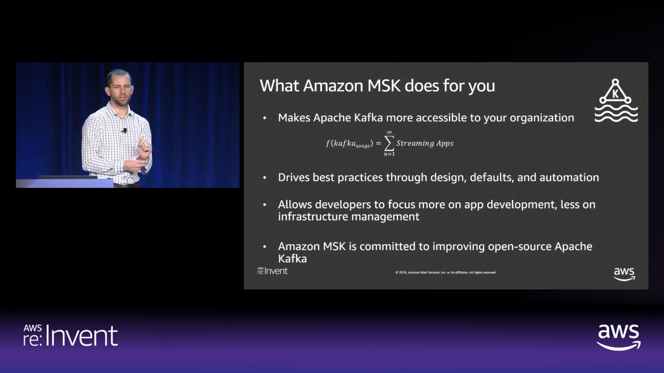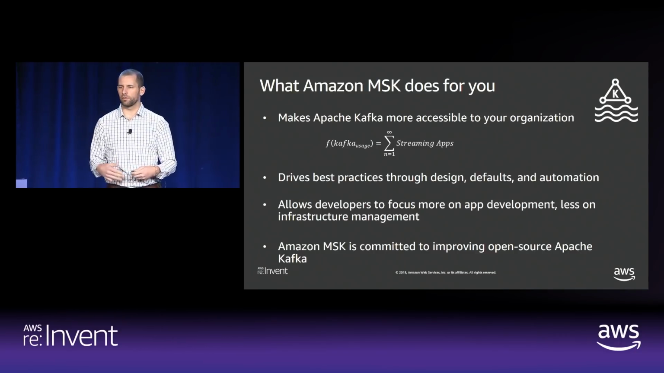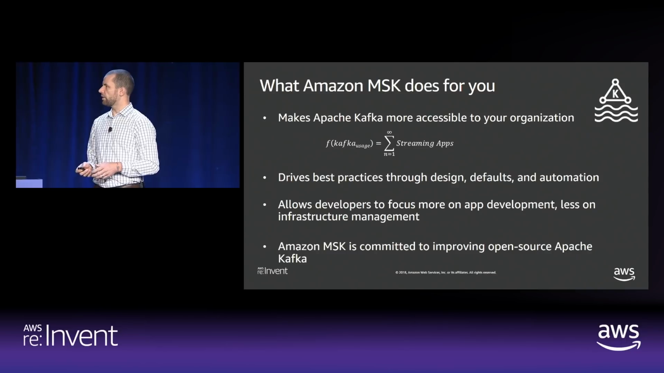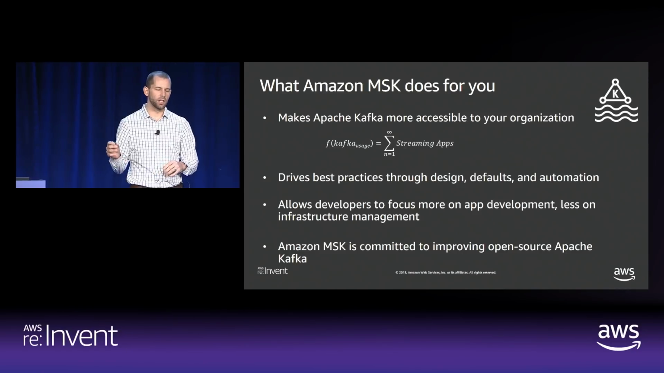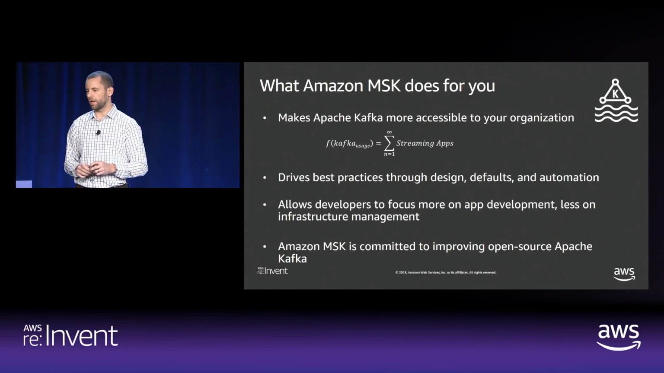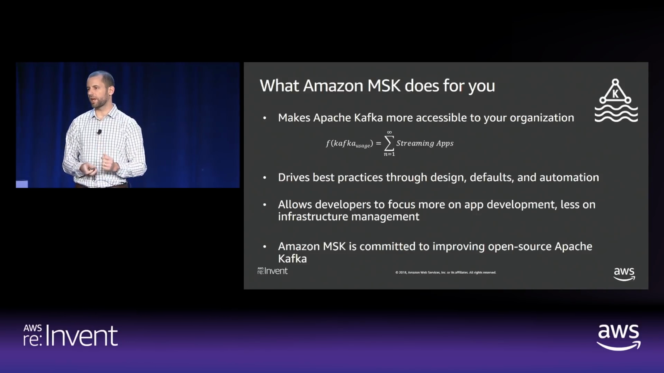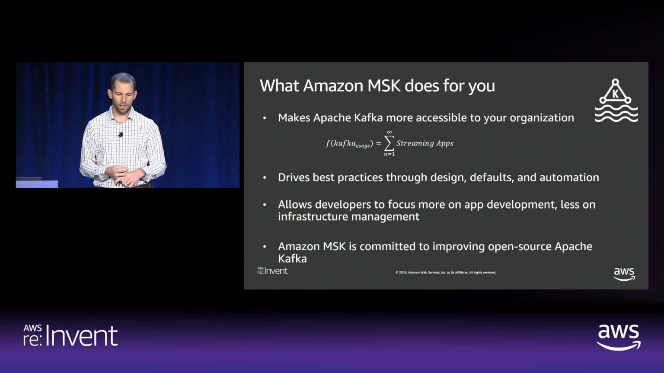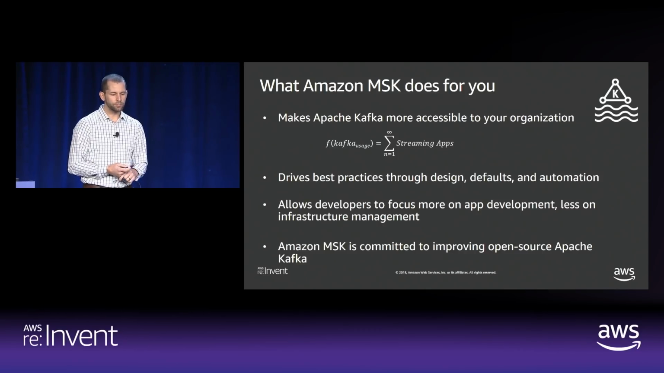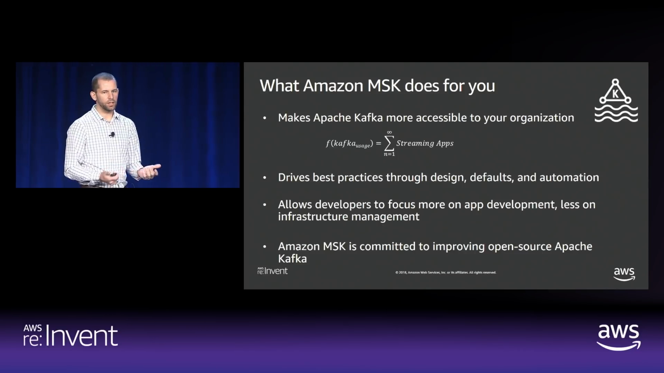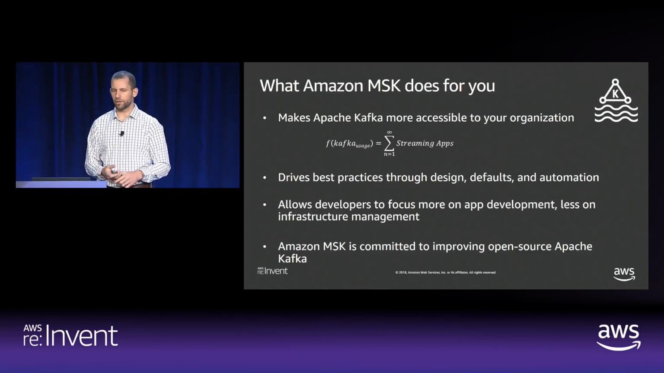We're taking the best practices that we know through years of experience running a service, Amazon Kinesis, a similar yet different service, and applying them to the resource management within MSK. And we're also using best practices offered within Apache Kafka, and we're making them easy for you to access. So in summary, this allows your developers, you, to focus more on the application development and less on the infrastructure management.